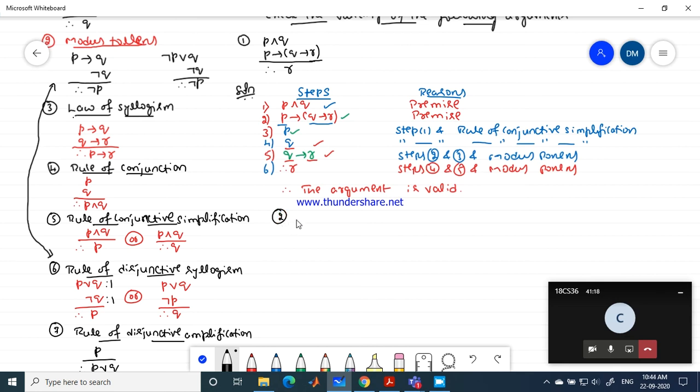Let me try one more example to understand this. In this example, it is P implies R.